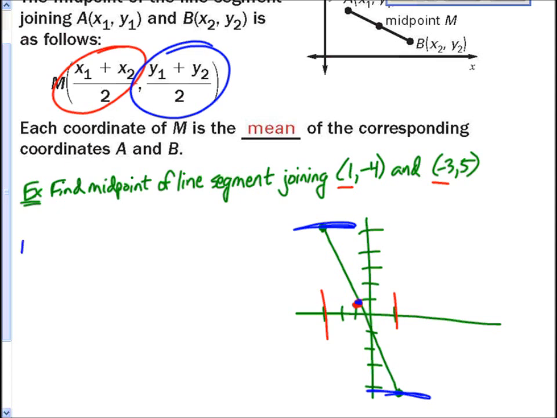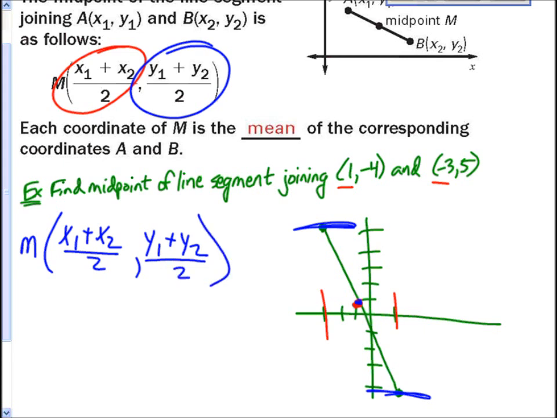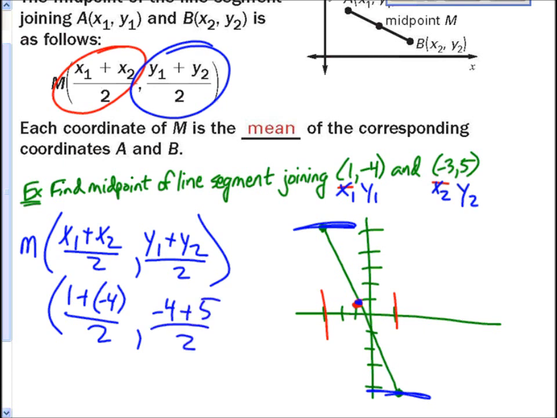The midpoint formula says take the average of your x's, comma, take the average of your y's, and you'll have your midpoint, okay? Make sure you label it x1, y1, x2, y2, or vice versa, okay? So the midpoint, so x1 is 1, -3 is your x2, got -4 for our y1, 5 for our y2.